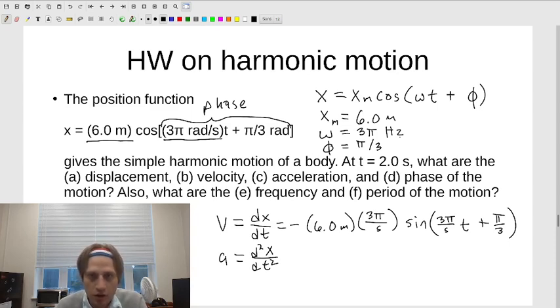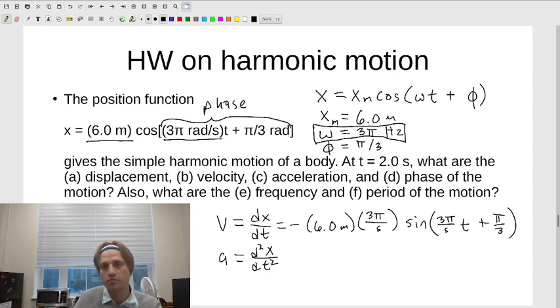Then, of course, from that angular frequency, you should be able to find the frequency and period of motion. Omega is 2 pi times frequency, so from omega, it's easy to find frequency. And once you have frequency, the frequency is just 1 over the period, so you can also find the period.